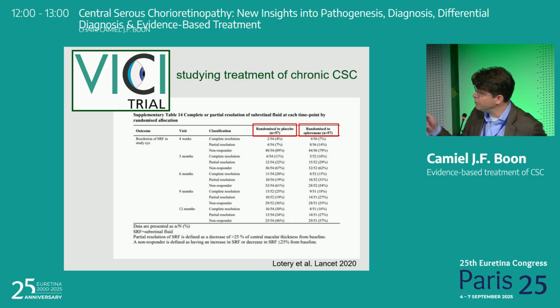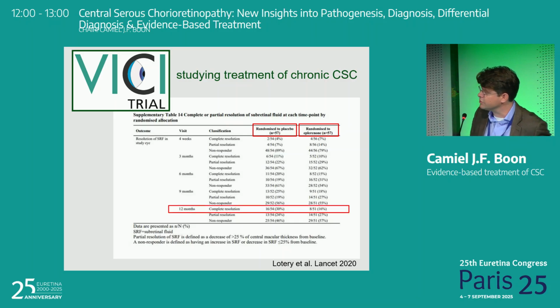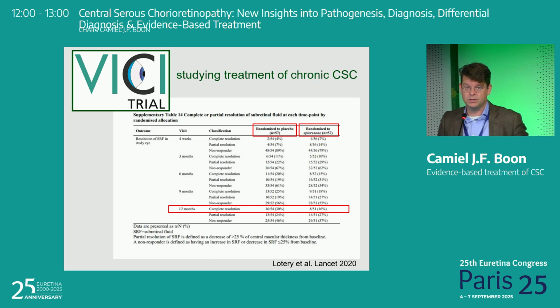On the left is placebo, right is eplerenone, and at 12 months, 30% of the placebo-treated patients had a complete resolution of subretinal fluid on OCT. And by the way, an additional 24% had a partial resolution. So more than half of them had an improvement or a complete resolution, compared to, by the way, only 16% of the eplerenone-treated patients.